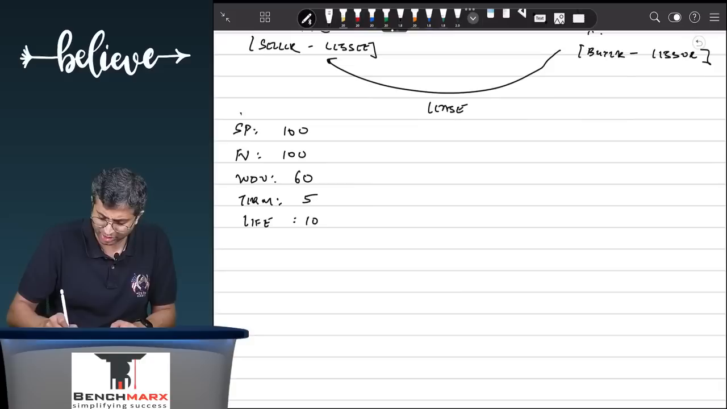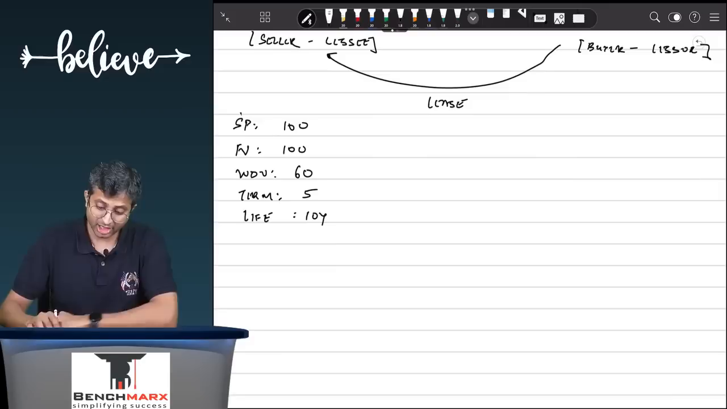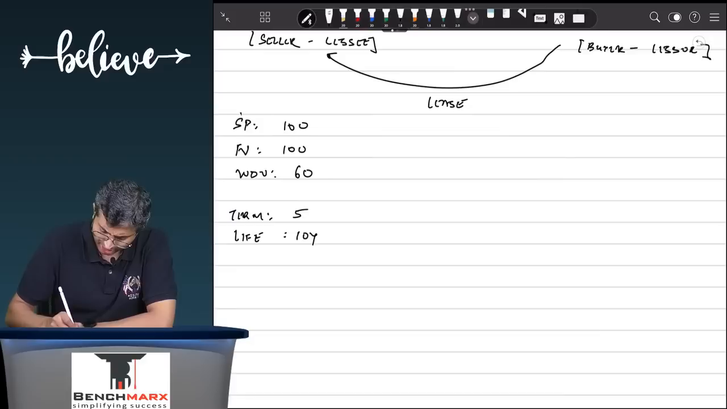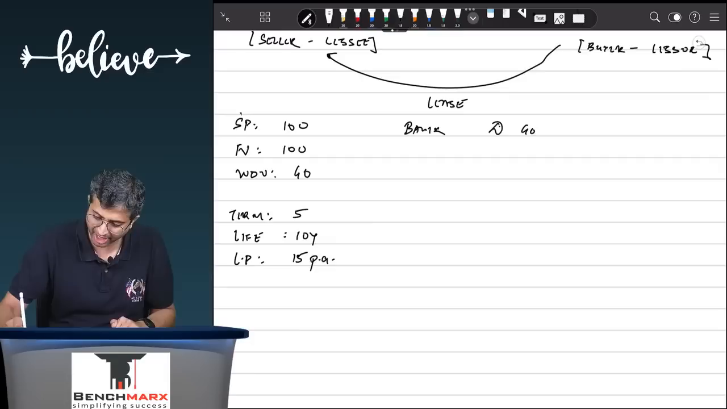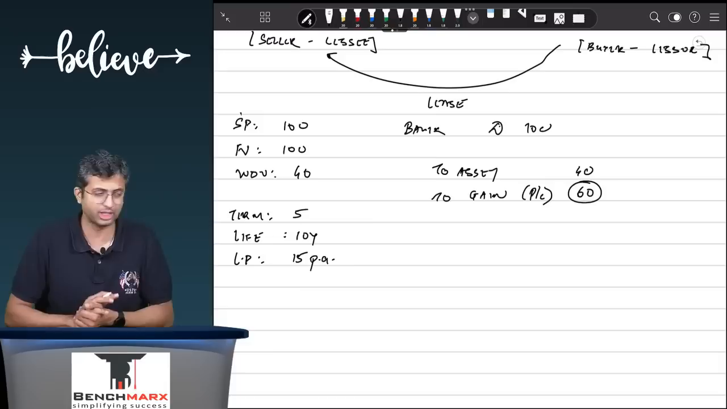And let us say the lease rent. So this is a sale transaction. And this is the lease transaction where the lease payment is, for example, let us say if I make this slightly more, let's say the WDV is 40 and let's say the lease payment is 15 per annum. Now what this would result in is, typically we would say, okay, for the sale we will pass the entry: bank account debit 100, to asset. We will credit the asset at 40, and then there will be a gain which will be recorded to the tune of 60 rupees. This gain will be taken to the profit and loss account. This is our usual entry.